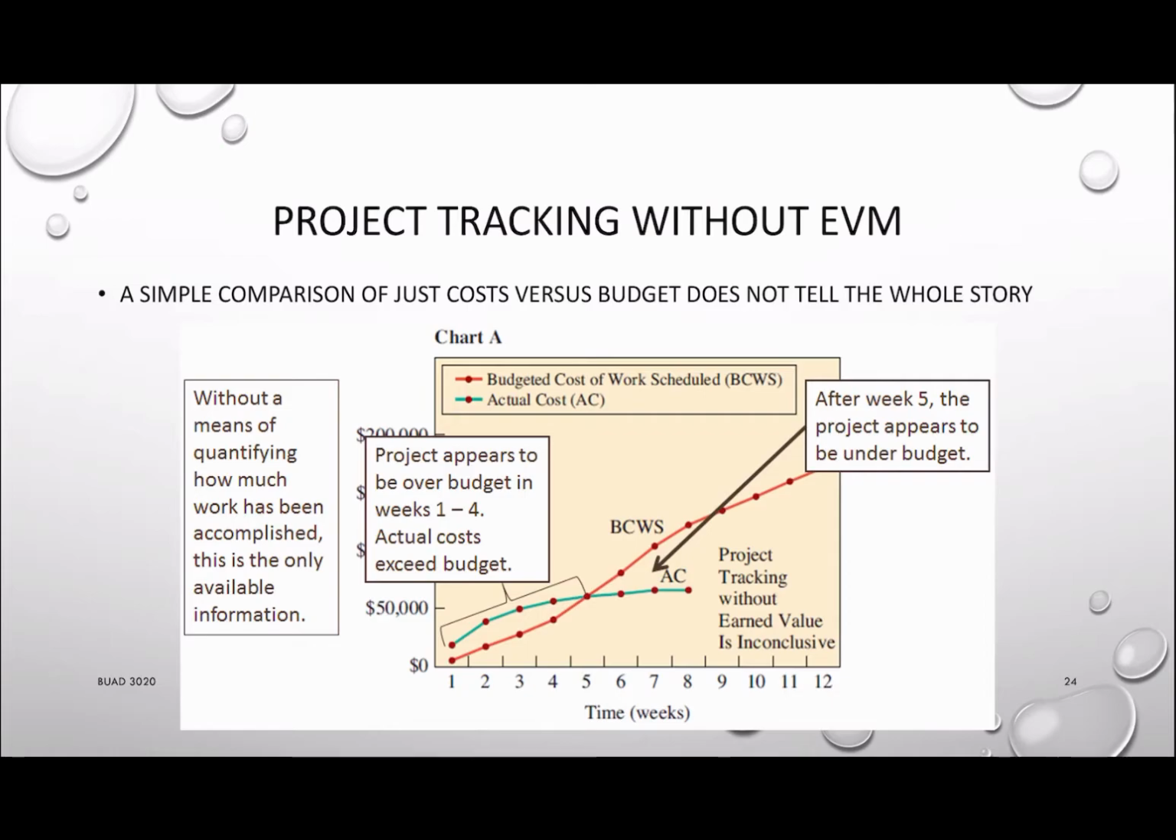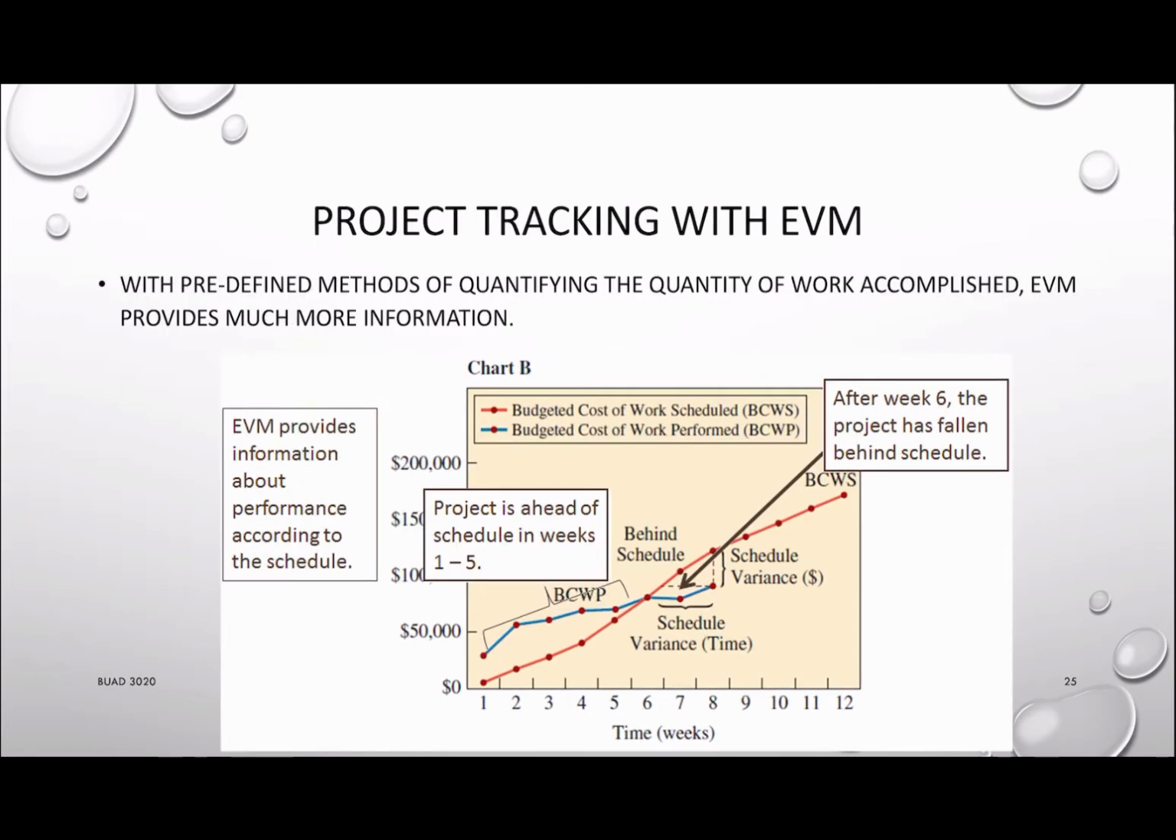So let's take a look at an example without using EVM. If you don't use EVM, in many cases, people will try to compare the BCWS and the AC. But if you compare these two values, it doesn't tell you whether you are actually ahead of the schedule or behind the schedule. It also doesn't tell you whether you are overspending or underspending. And that doesn't really help you much.